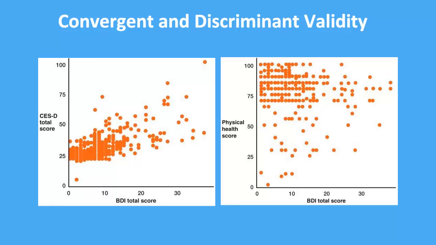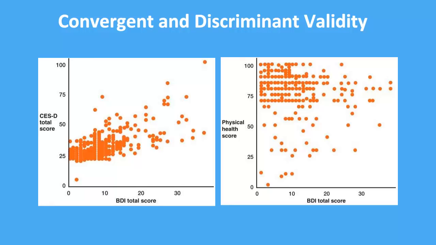So going back to convergent validity, again, we have two different measures that are looking at the same thing or very similar things, and we want there to be a relationship. So my new measure of depression should correlate with the old measure of depression, the Beck Depression Inventory, something that's well established. So that's what we have here. On the x-axis, we have our BDI total score again. On the y-axis, we have the CESD total score. So that's the Center for Epidemiologic Studies Depression Scale. So it's just another scale that's out there measuring depression.